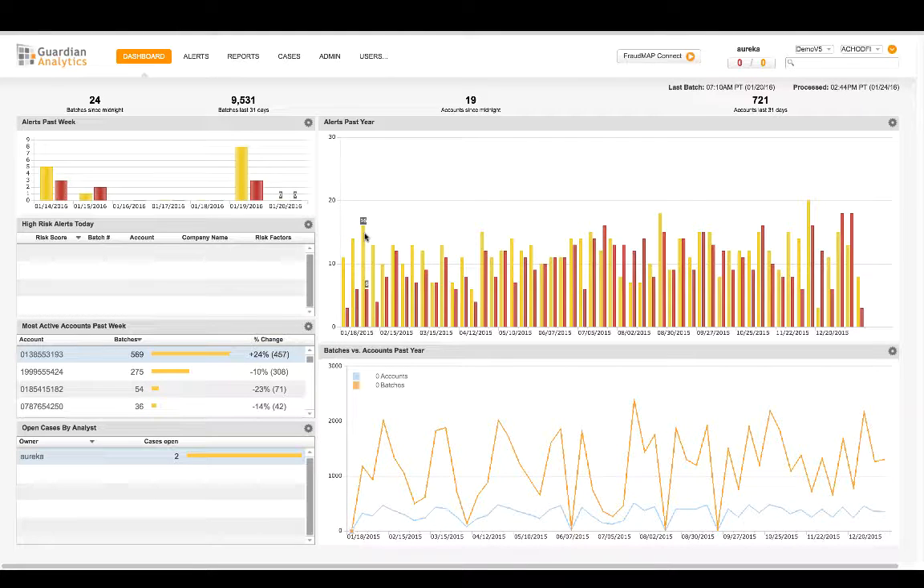I work as a senior sales engineer at Guardian Analytics, and we're going to spend the next few minutes looking at the Guardian Analytics ACH-ODFI solution for fraud prevention.